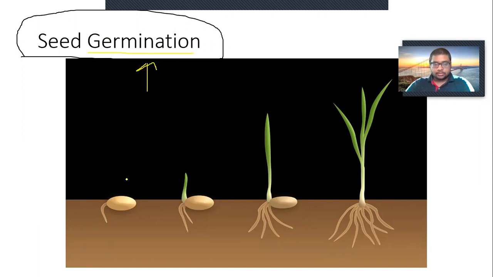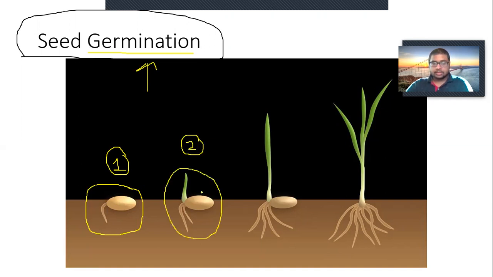Okay, so you can see there is a picture in front of you. Here is a seed, a very small seed, and you have planted this seed in soil. Gradually, what happens? A small root comes out of that seed. This is the first step in germination. The root comes out. In the second step of germination, what happens? A small shoot appears.